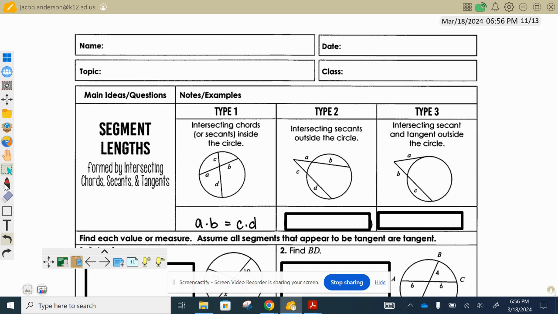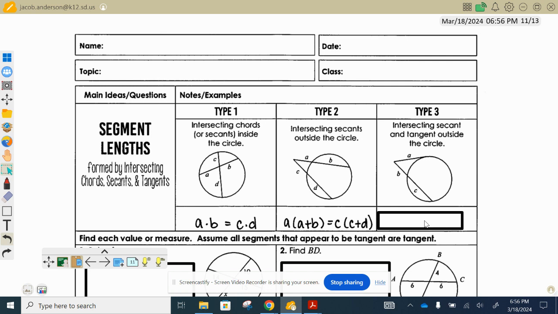Type number 2. If they are intersecting outside of the circle, these are secants. That was one of our vocab words. When you have a line that goes outside of a circle, that becomes a secant. And when they are connected or crossing, they could go past that and make an X. But when they're crossing like that, our formula is going to be A times A plus B equals C times C plus D. And the A and the C are the little segments that are outside of the circle. So that's what your formula is going to be for there.